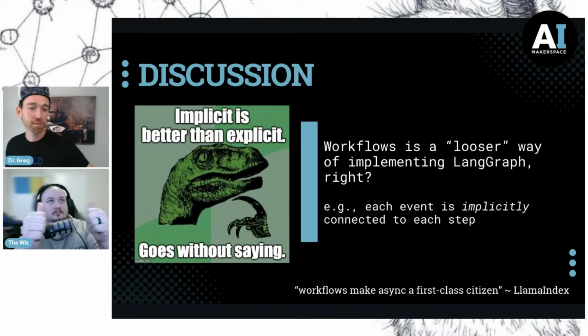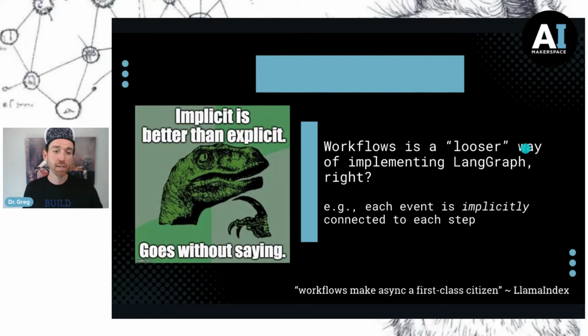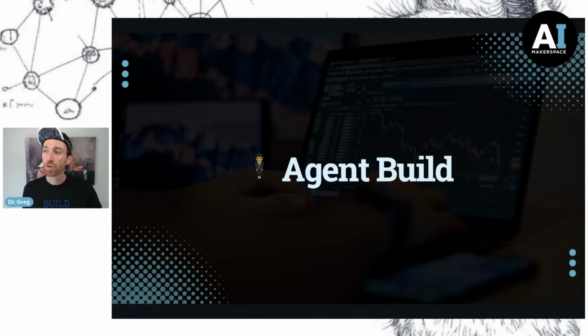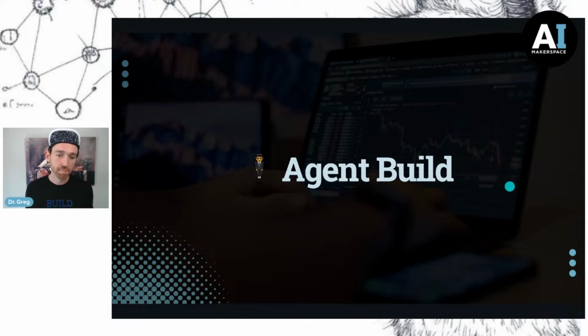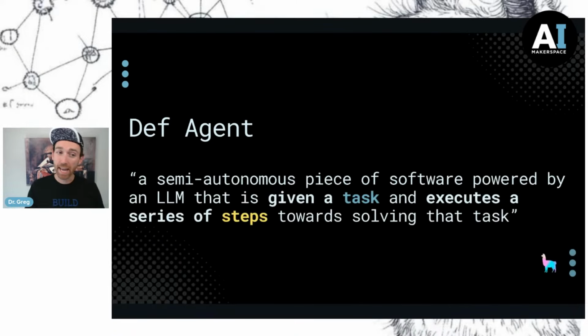It's time to get into today's build, everybody. So let me introduce today's agent build for you. Just recalling a couple things that we've already talked about. LlamaIndex, a framework for context augmented Gen AI applications, agents and workflows. Remember, an agent, given a task, here's some steps.